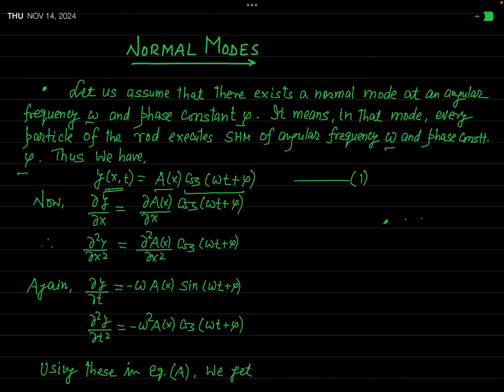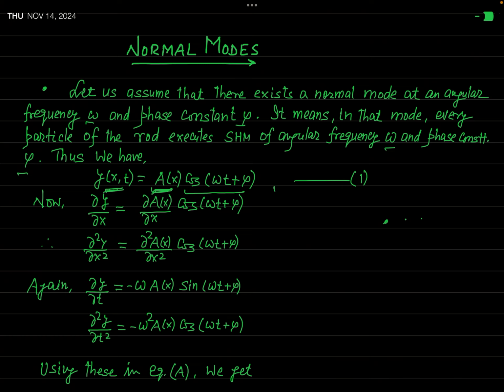And now, since y is not only a function of t but also a function of x, in this case the amplitude of SHM is also position dependent. So I have written A of x. Actually in the argument of A I have written x, which indicates the x dependence of this amplitude. Okay? And omega is the angular frequency and phi is the phase constant or initial phase.